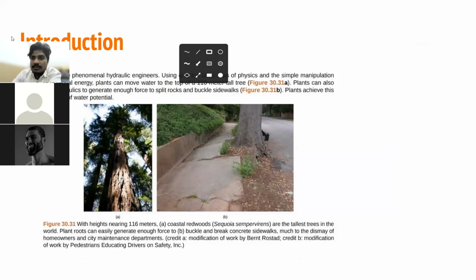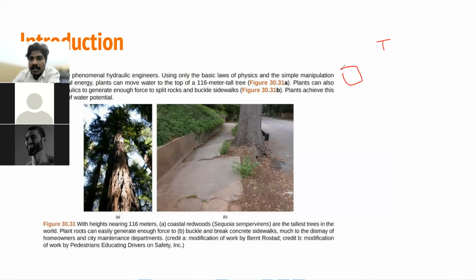First of all, what is transportation? Transportation is the process in which a substance moves. Suppose, for example, this is one plant cell, and there is one more plant cell adjacent to it. Some molecules will be transported from this place to this place. This is called transportation. It is a process in which any substance, organic or inorganic, is transported from one place to another. That is called the transportation system.